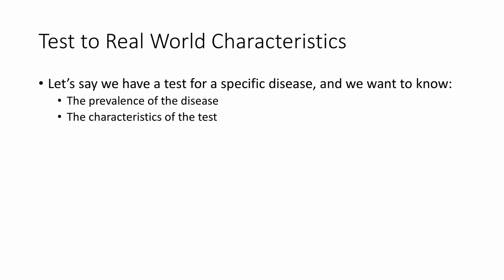So really what we're talking about is sort of a test to real world characteristic. We're looking at how tests are either valid or they're not. Let's say we have a test for a specific disease and we really want to know the prevalence of that disease, because that will influence the results of our test and the characteristics of that test. And then we can also look at the predictiveness of that test.